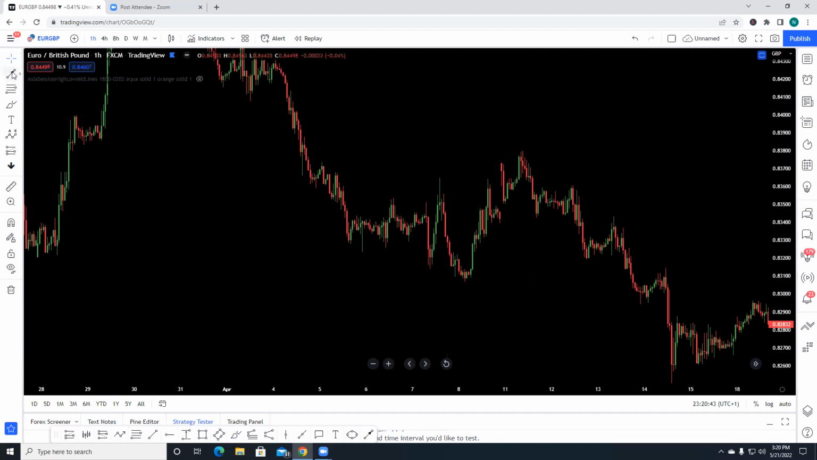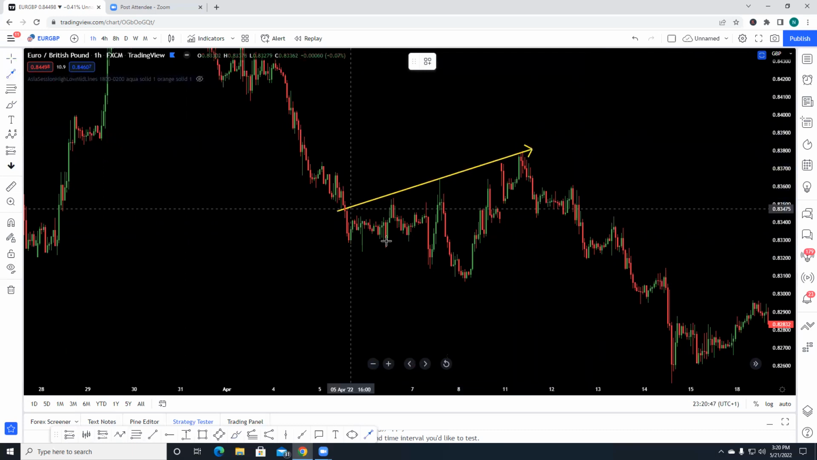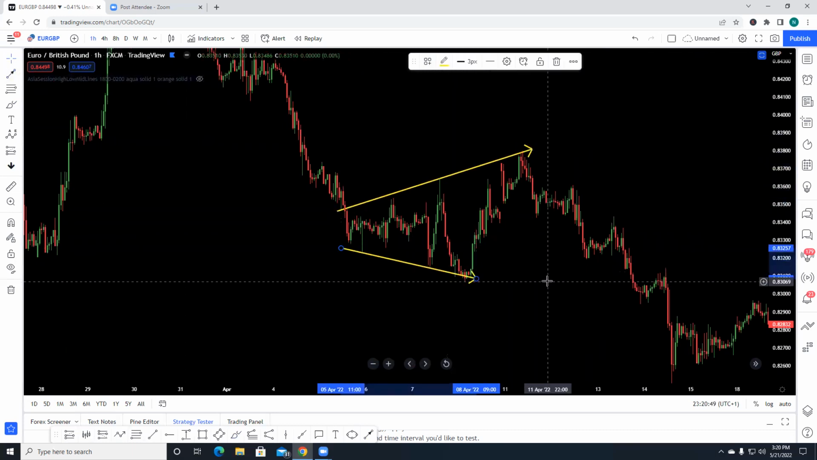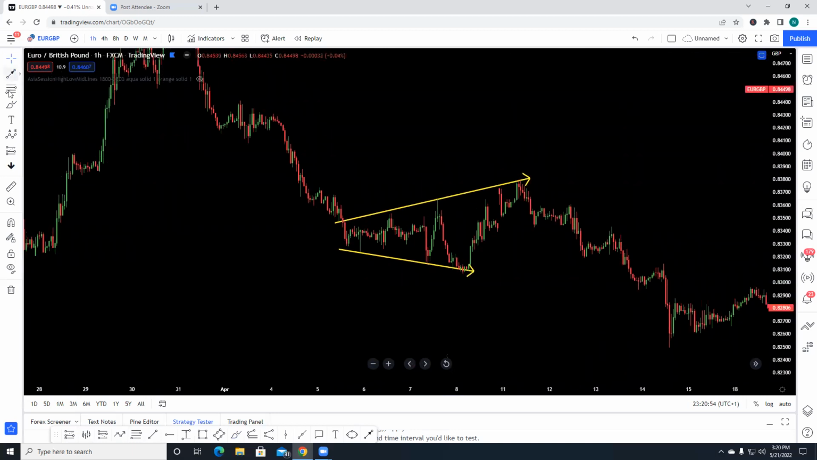Want to look for triangles, guys. What type of triangle is this? This is what is called an expanding triangle. We have dealt with expanding triangles.